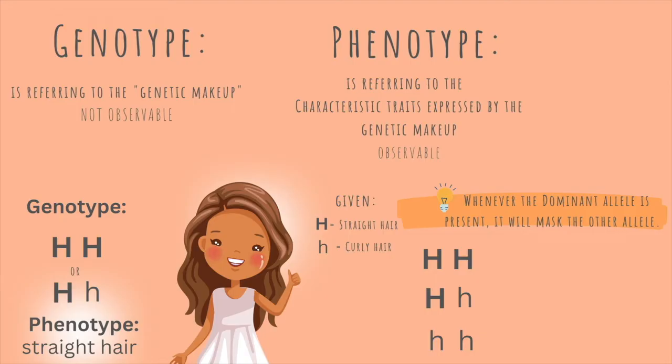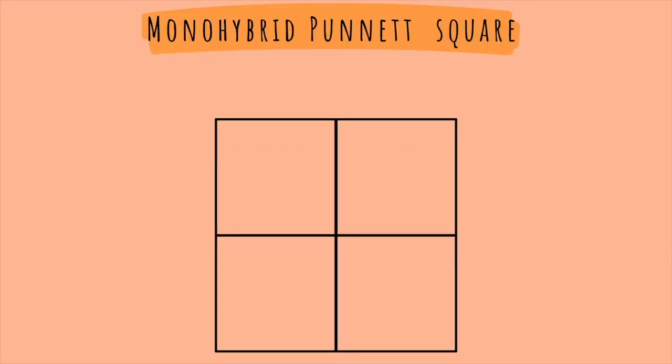Okay, so now that we know the basic terminology, let's look at some Punnett squares. We'll first look at a monohybrid Punnett square. We use these to examine only one trait.